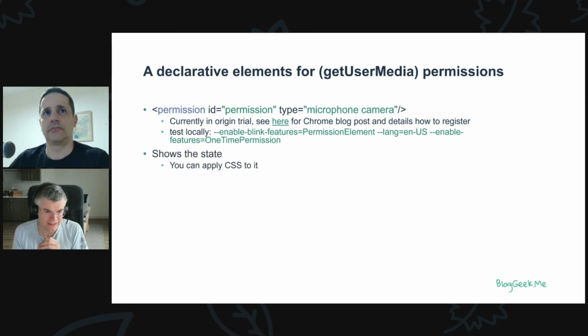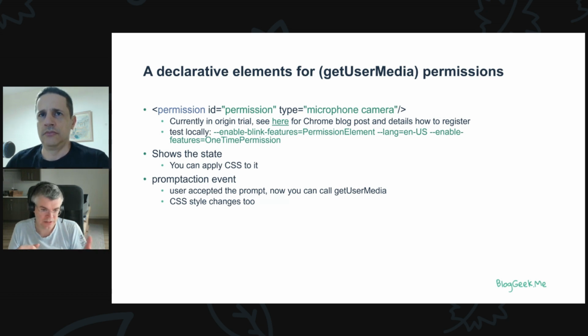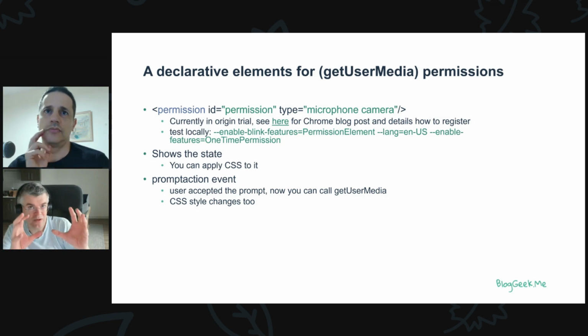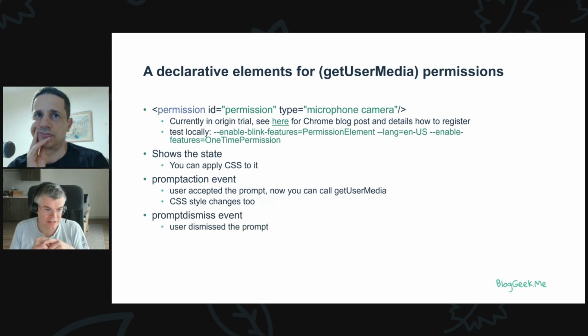Okay. And that gives you an HTML element. It shows the state of the permission, and you can add CSS to it. So you can make it red if there's no permission. You can make it green if the user still needs to click, or you just do something fancy. Okay. And it has several callbacks. One of them is the prompt action event, which means that the user accepted the prompt. And now you can call GetUserMedia. And if the user clicks that, this triggers the same dialog as GetUserMedia does, but without calling GetUserMedia. And then the CSS style changes too.